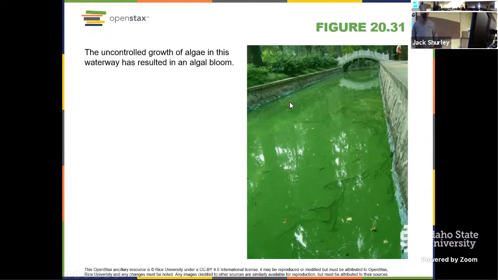So here is an example of some of that with uncontrolled algal growth. We can see mass quantities. It kind of reminds me of a fish tank that's not kept up very well.